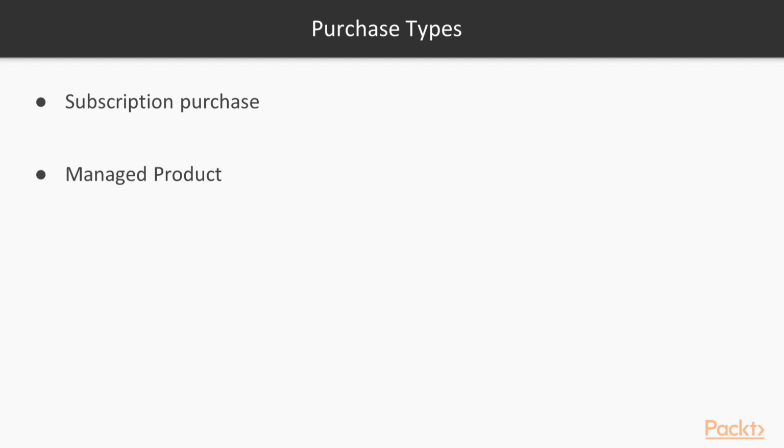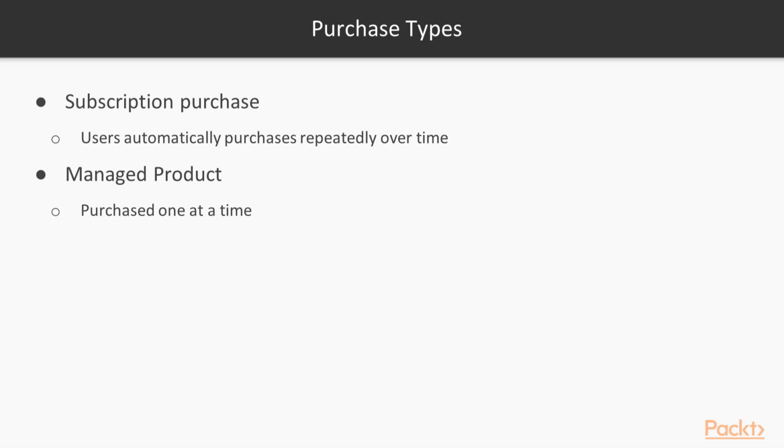There are two types of purchases that we can implement in an app: a managed purchase and a subscription purchase. With a subscription, the user can purchase content repeatedly for an amount of time, similar to a magazine subscription. For the managed product, the product is purchased on a one-time basis. With this managed product, we can also choose to make it consumable. This way, if the user consumes the purchase, they are eligible to repurchase it in the future.